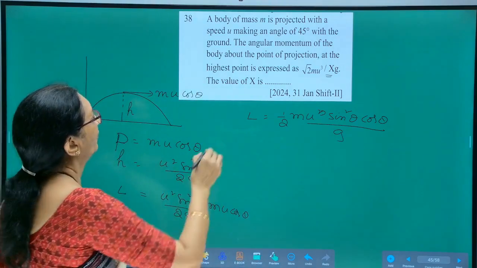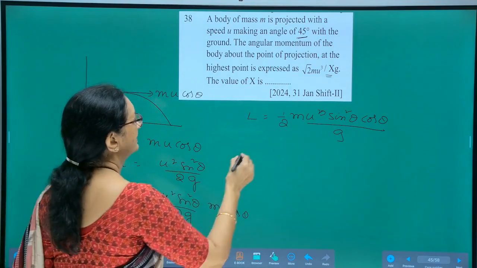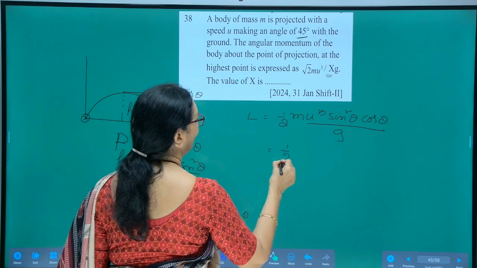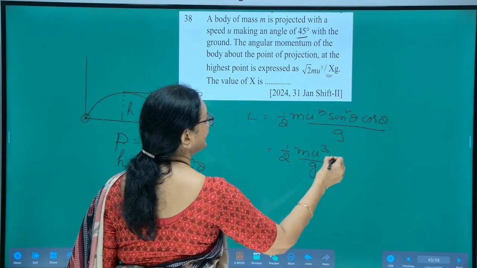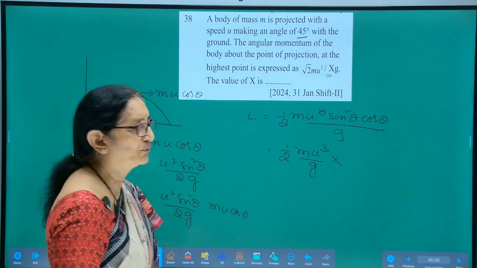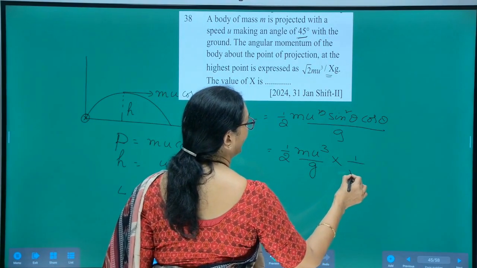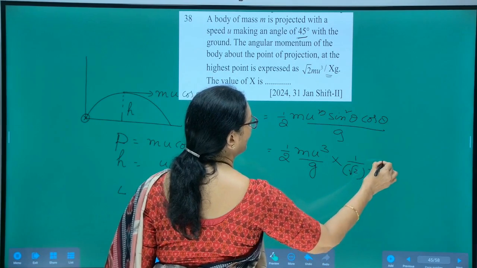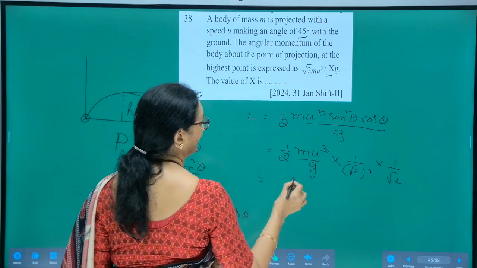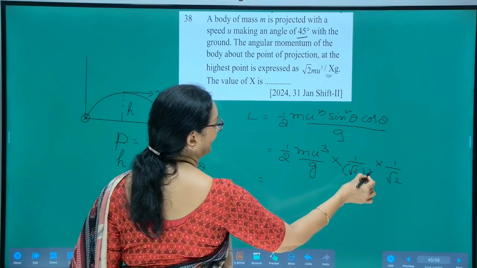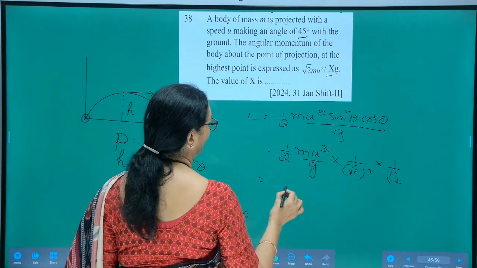Here the only thing that is given is the angle of projection. So here it is half mu cube by g, sin 45 is 1 by root 2, sin square is 1 by root 2 square, and cos 45 is 1 by root 2. So this root 2 square is 2. So 2 2s are 4, 4 root 2.